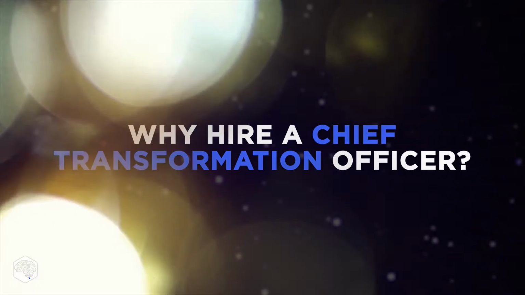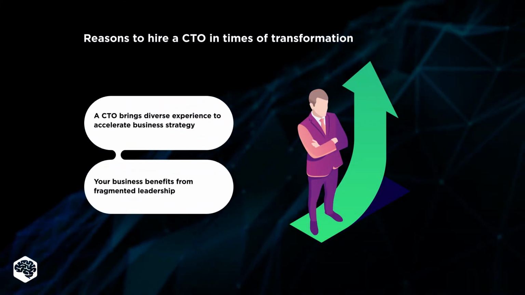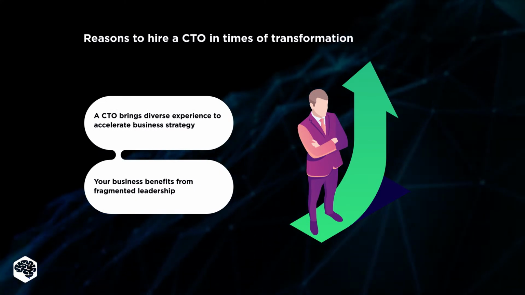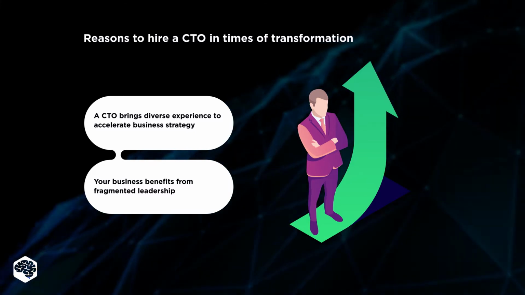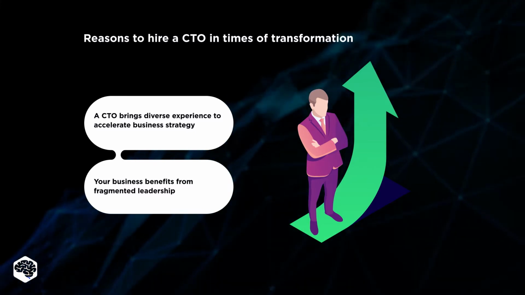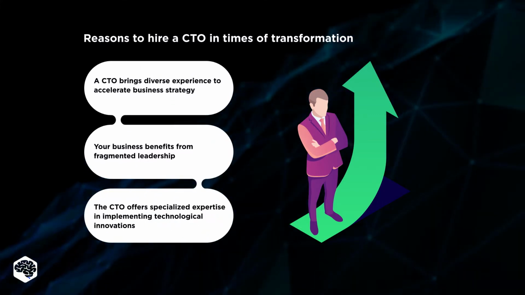When you think that your company is ready for a change, you need to do things right. This means that change should start from the leadership, with the introduction of a Chief Transformation Officer. Why hire them? Well, among the top reasons are the diverse experience a CTO brings to the table, and benefits for your business from fragmented leadership. Essentially, introducing a CTO means that a CEO is not responsible for every transformation that a company undergoes. And also, what matters is the specialized expertise in implementing technological innovations. By bringing a CTO to your company, you embrace change as something exciting rather than stressful.